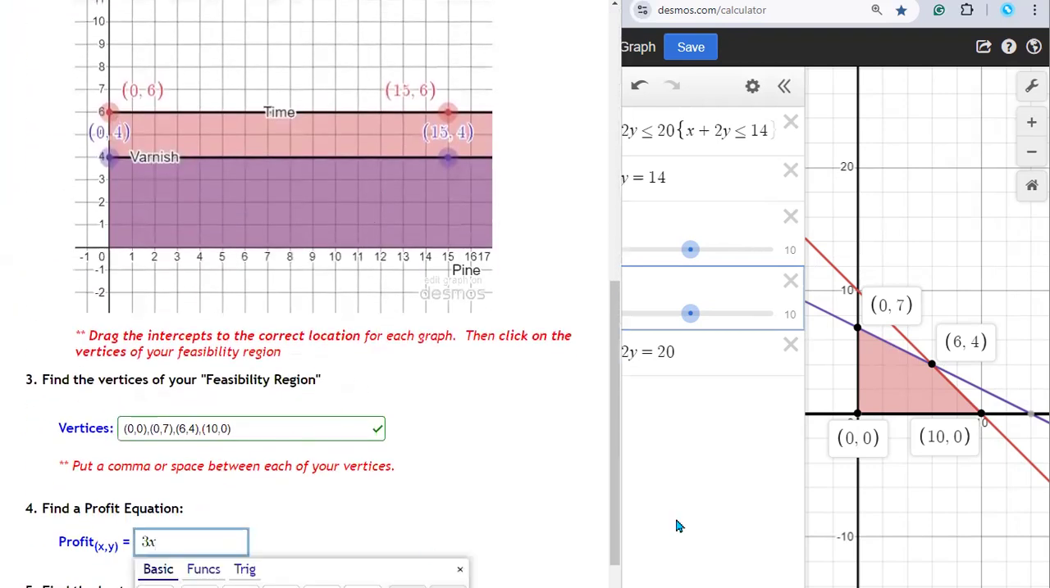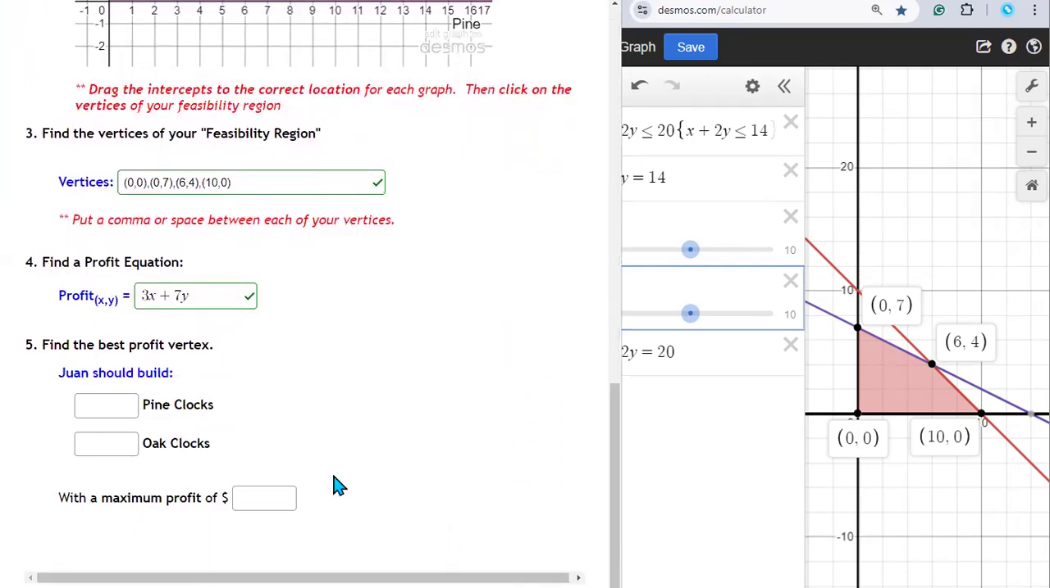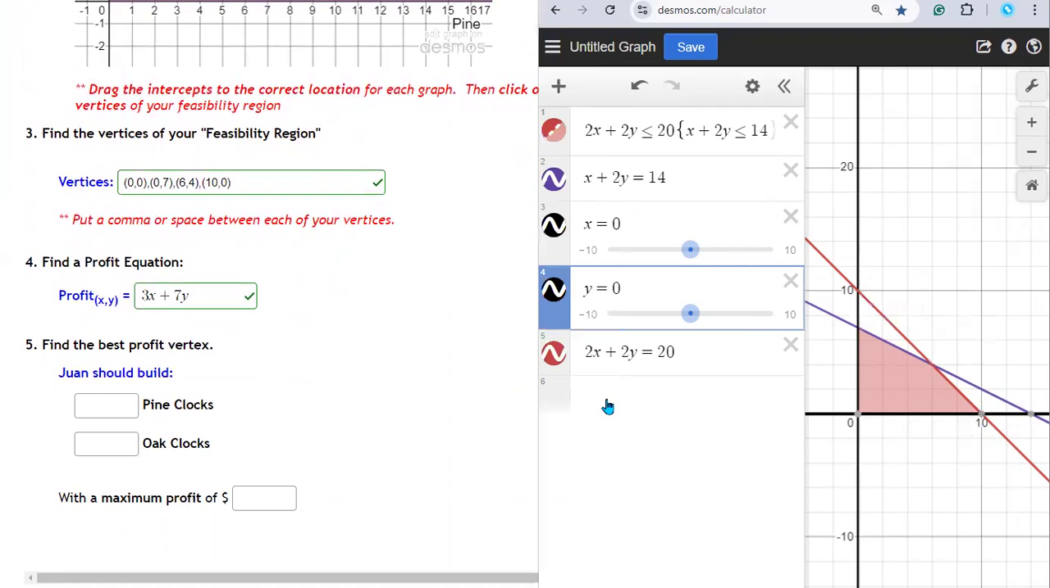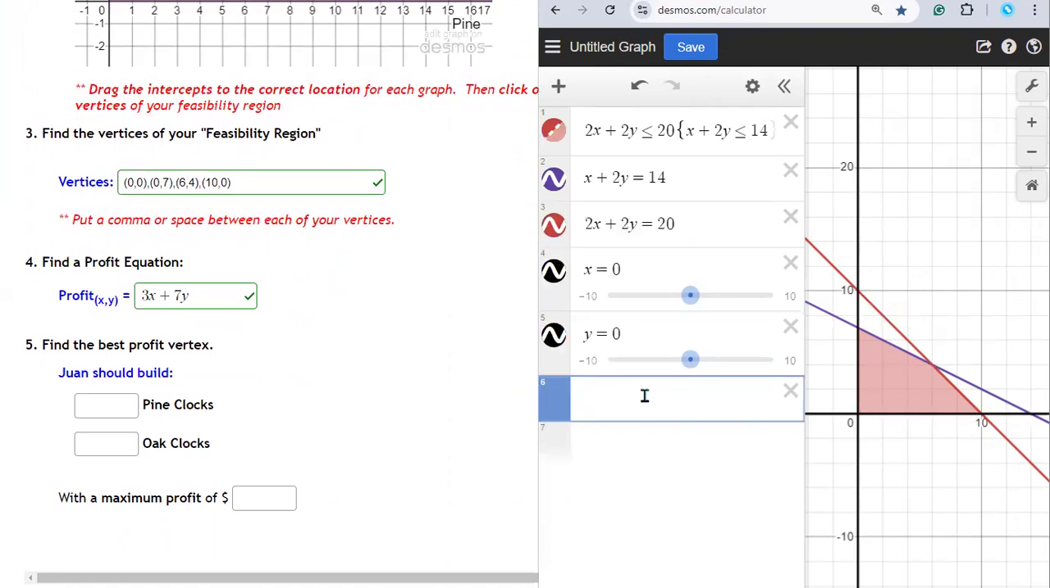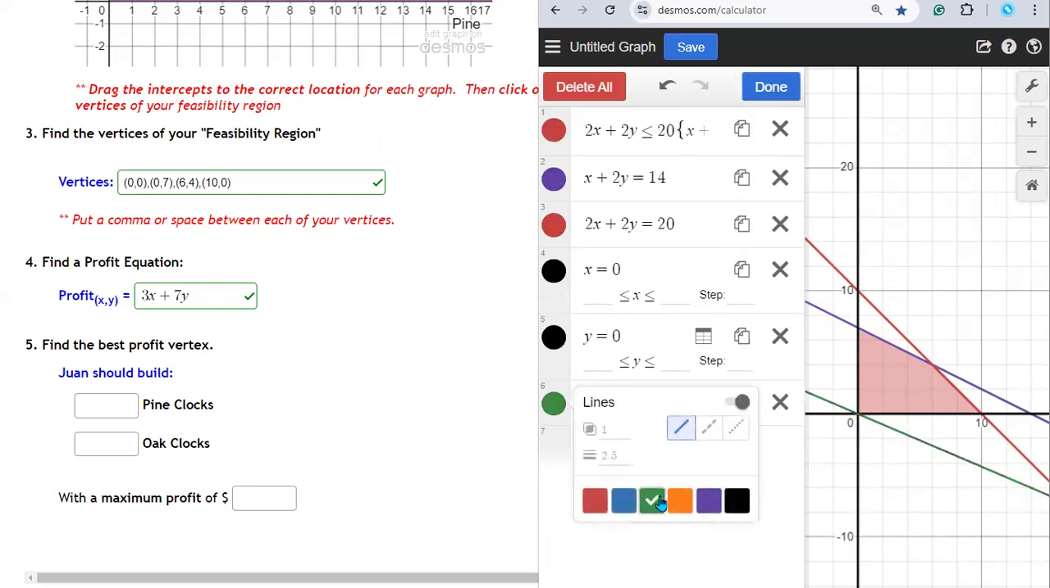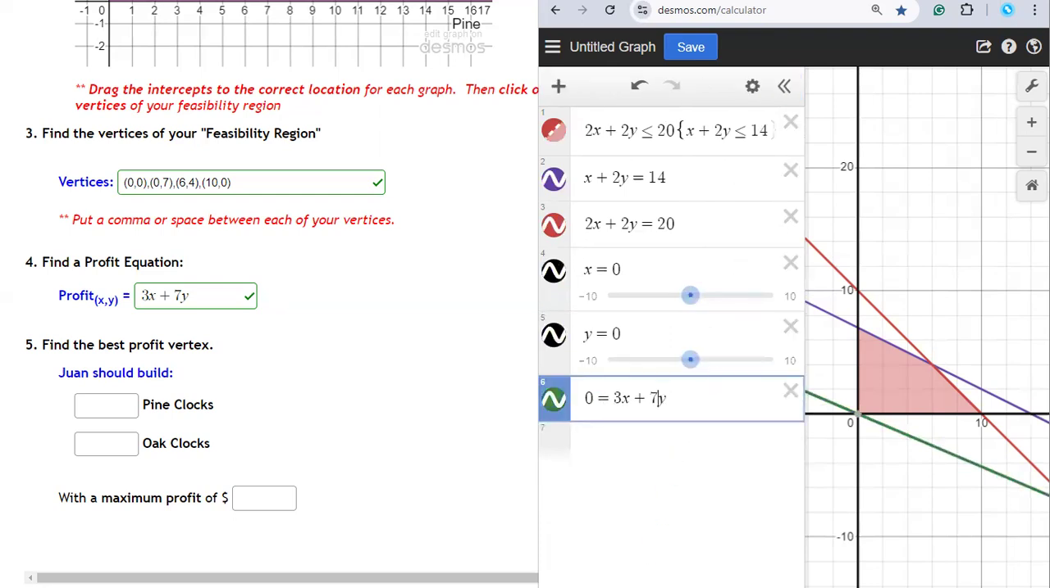So we're going to add 3X and 7Y. Okay, so over here in Desmos, I'm going to type some profit level. Maybe we'll start out at 0, equal to 3X plus 7Y. I'm going to change this profit function to green for money. Now, as I raise this profit up, what happens?